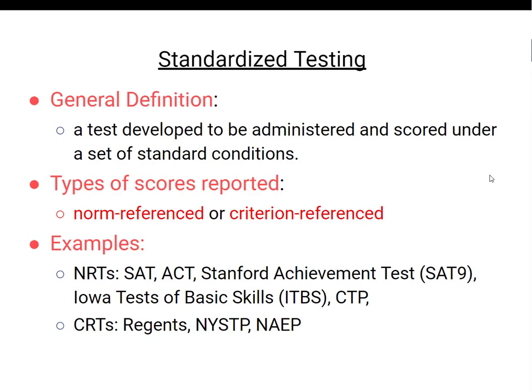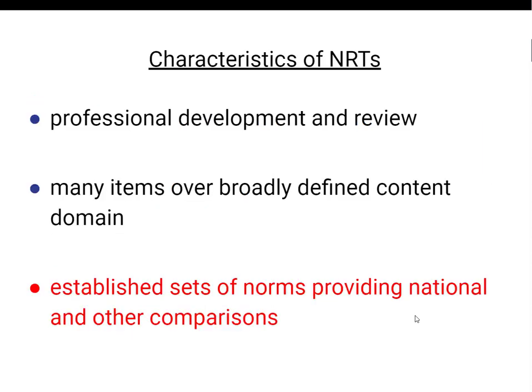There are norm-referenced tests and there are criterion-referenced tests. Examples of norm-referenced tests, and I'm using NRT as the abbreviation here, are the SAT, the ACT, the Stanford Achievement Tests, ITBS. If you work for a parochial school or a private school, a lot of times you'll see the ITBS. As far as criterion-referenced tests, which we abbreviate as CRT, they would be things like the Regents. So let's start by talking about norm-referenced tests first.